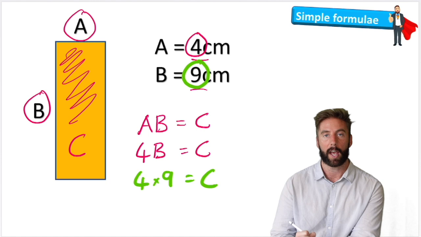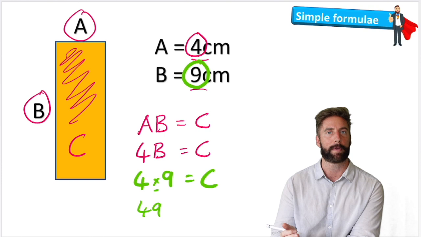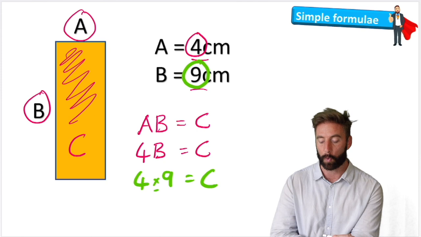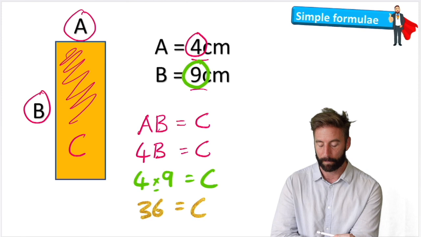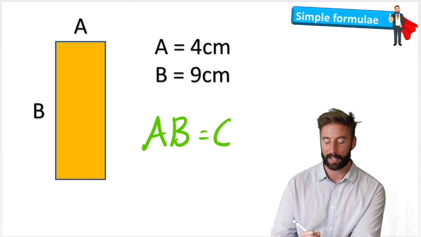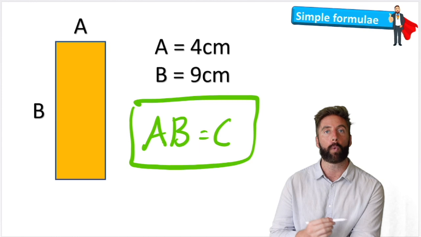And you can see I've had to put my multiplication sign back, otherwise I would have ended up with 49, and that could be misinterpreted and misunderstood as being just the number 49. And now I can solve my algebraic equation by doing 4 times 9, and 4 times 9 is 36. So my answer would be 36 equals C, or C equals 36. So the formula AB equals C is very useful, but very basic. But this formula will always work when finding the area of a rectangle.